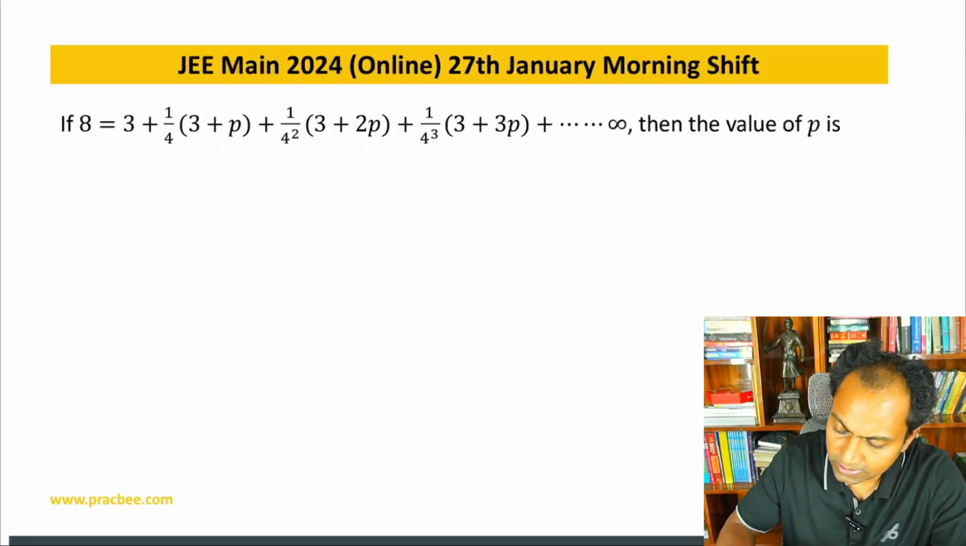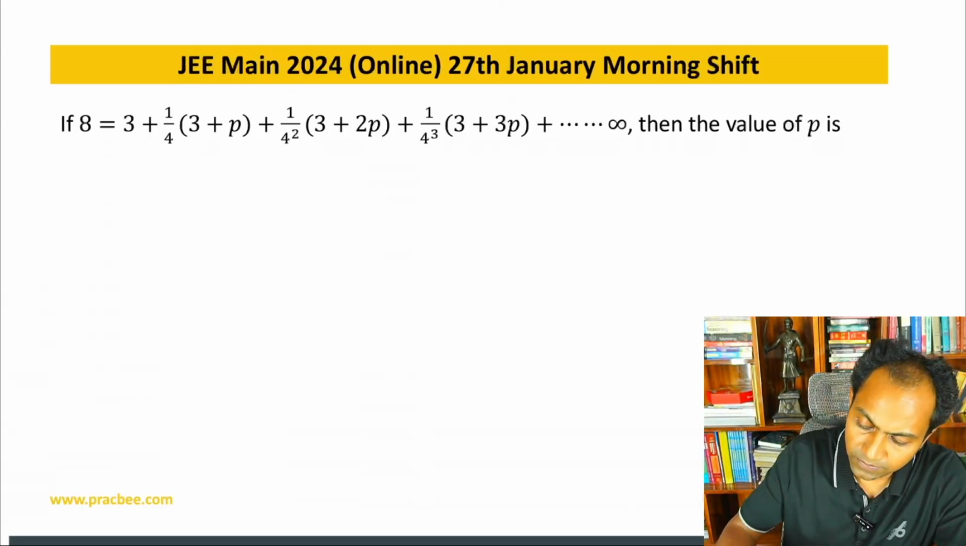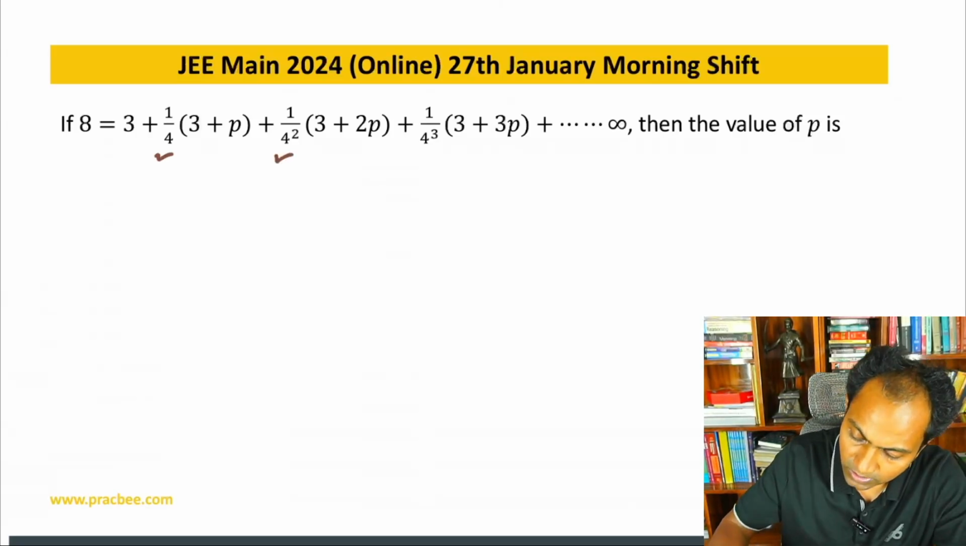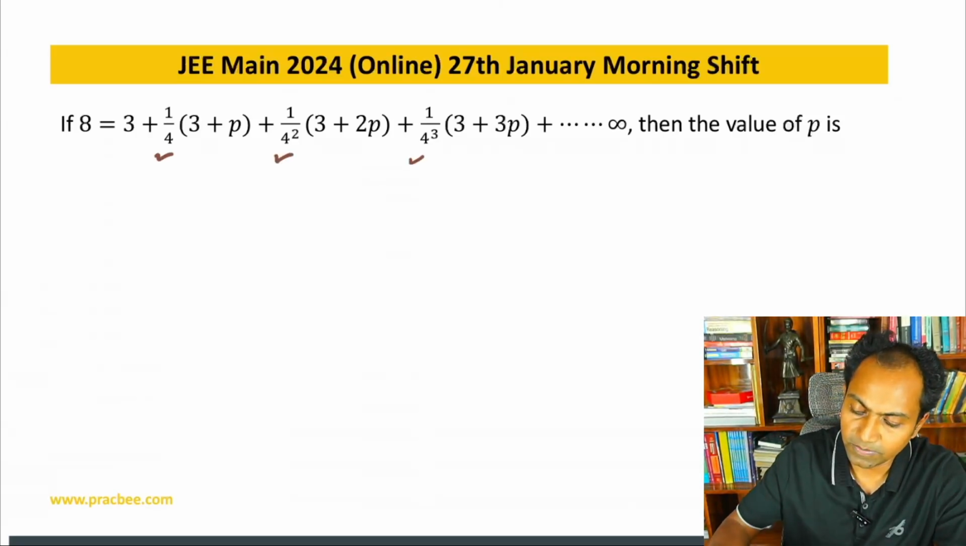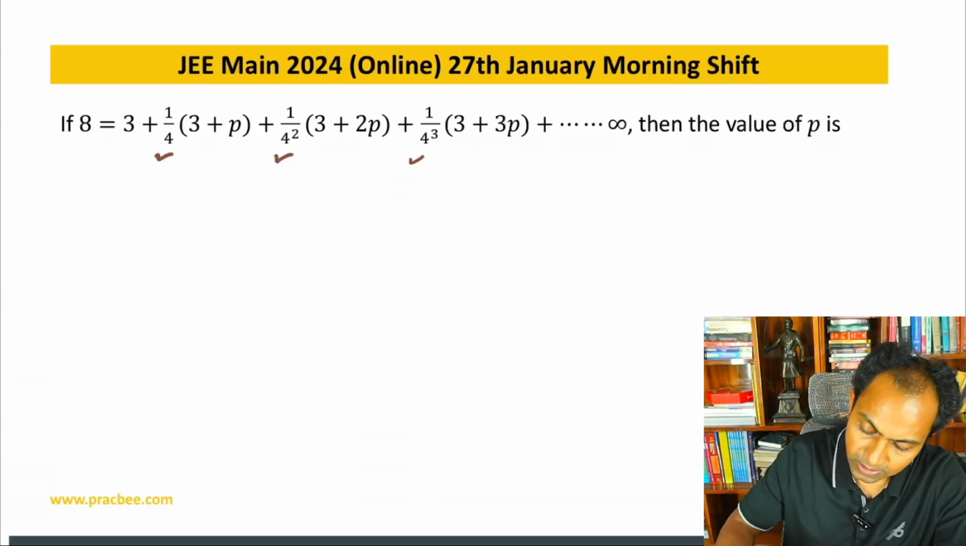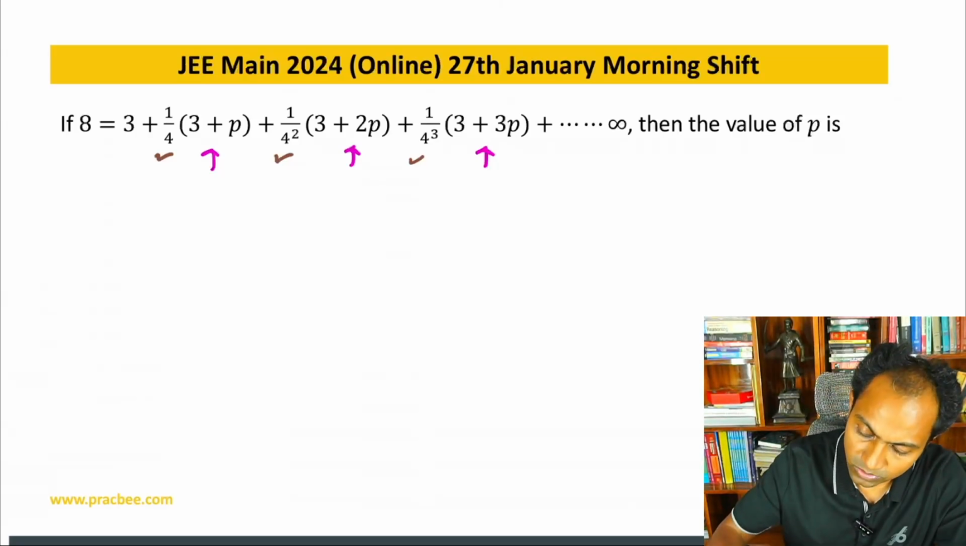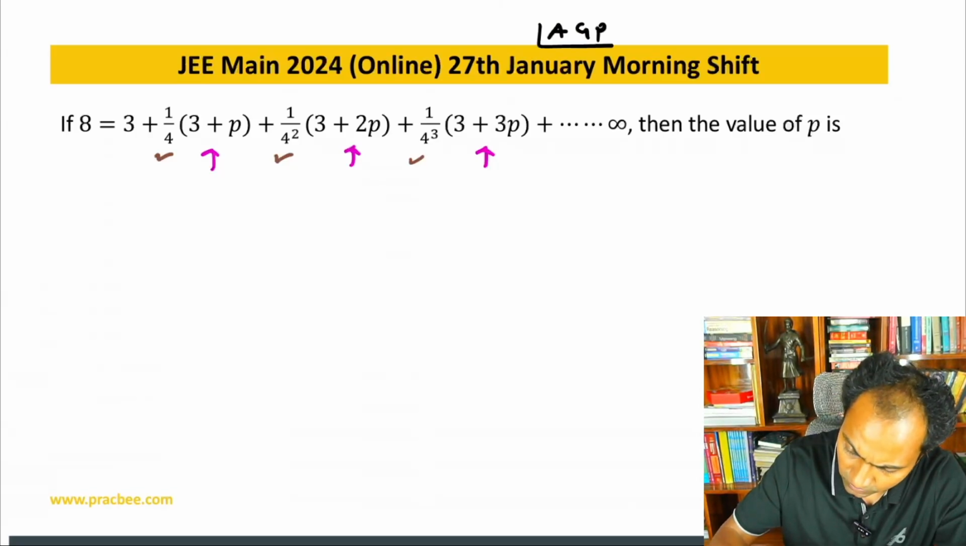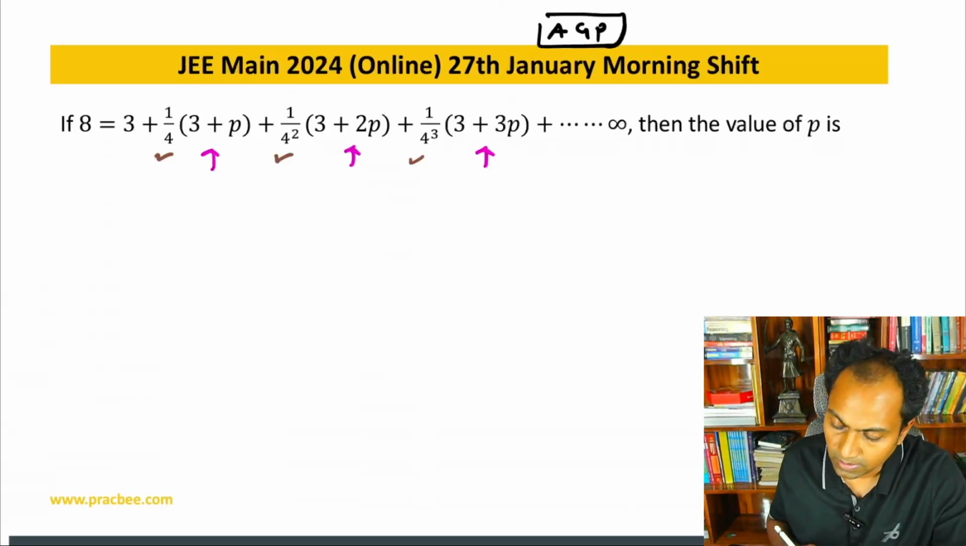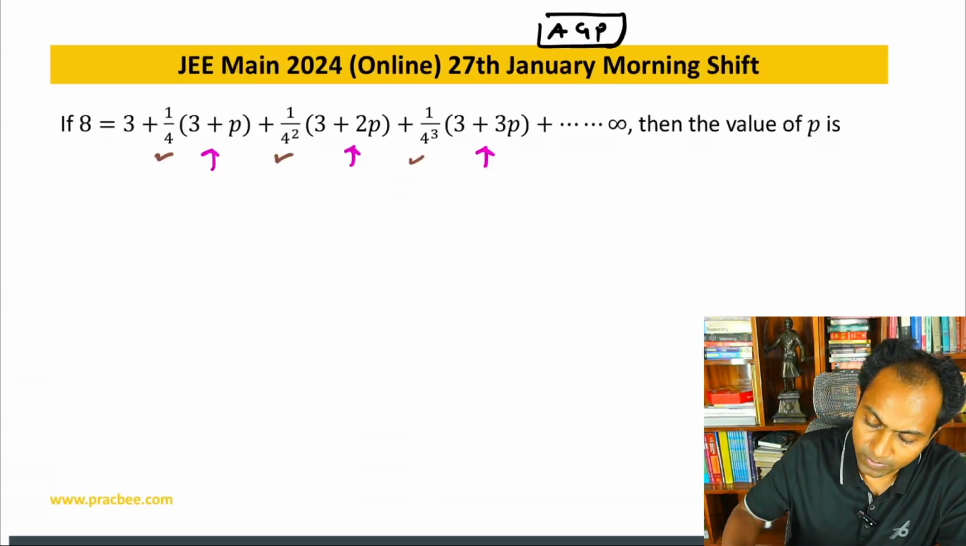You can see that this question is given to us. Now if I look into each of the terms, you can see that 1 by 4, 1 by 4 square, 1 by 4 cube, this is nothing but the GP part, and this 3 plus p, 3 plus 2p, 3 plus 3p, this is nothing but the arithmetic progression part. So this is beyond any doubt an AGP, though AGPs are out of syllabus, but this question was anyway asked in the exam. Now if I want to solve this question, how am I going to do it?